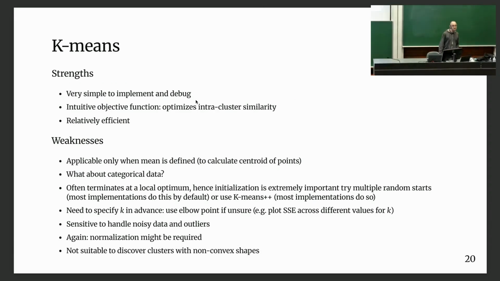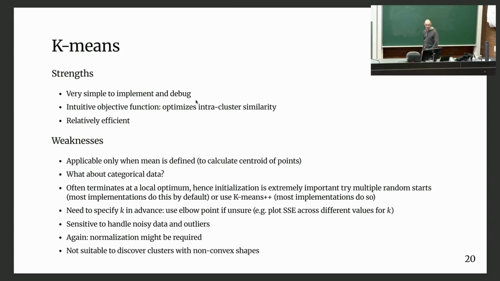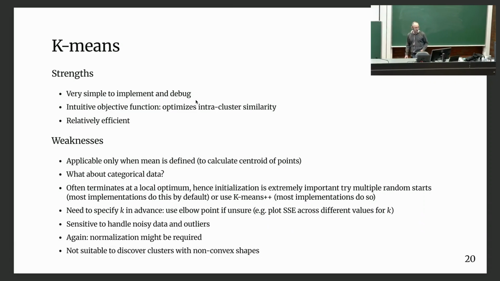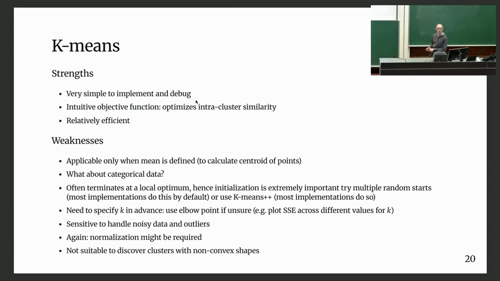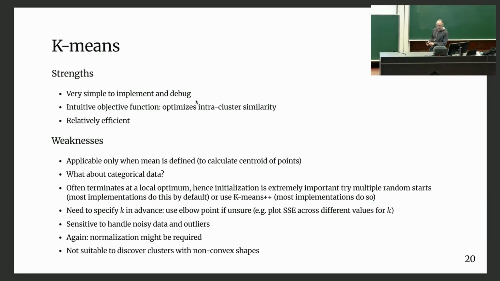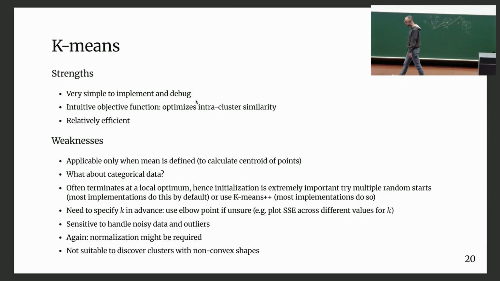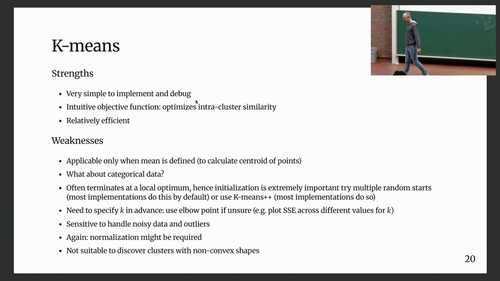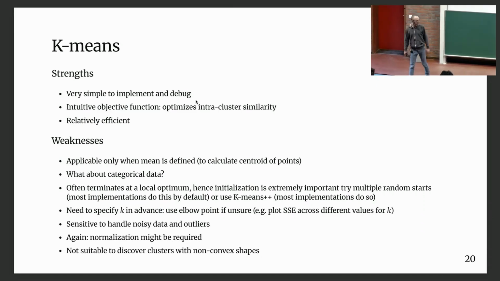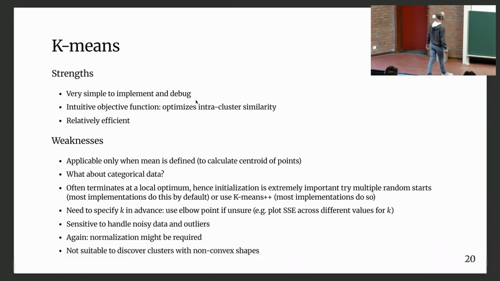Strength: this is very easy and very simple to implement. It has a nice intuitive objective function, optimizes intra-cluster similarity, and it's quite efficient. The drawback is, okay, but what if you cannot really calculate what a centroid is between points? Again, that same problem as before. So if you have categorical data, I guess you can create dummy variables for it first, or maybe find a representation, but this will not work on any sort of data that you want to cluster. You do need to have some kind of centroid for it.